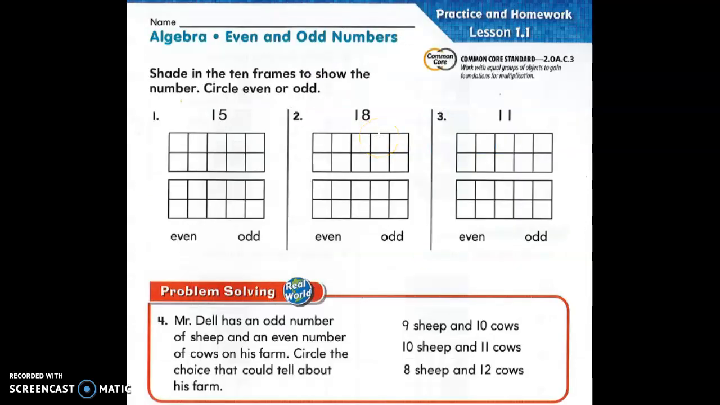Okay, real quickly. So this is your day 2 work. This is stapled separately, but I just want to go over the directions real fast. So it says even and odd numbers at the top. It says shade in the 10 frames to show the number, circle even or odd.